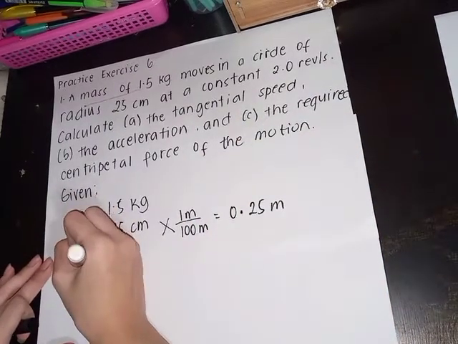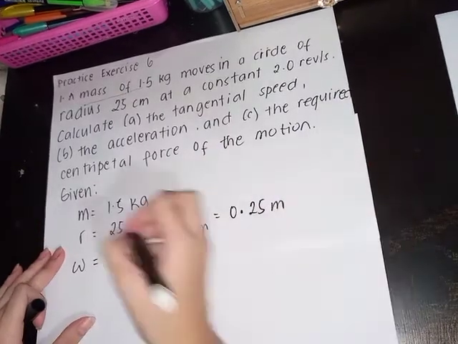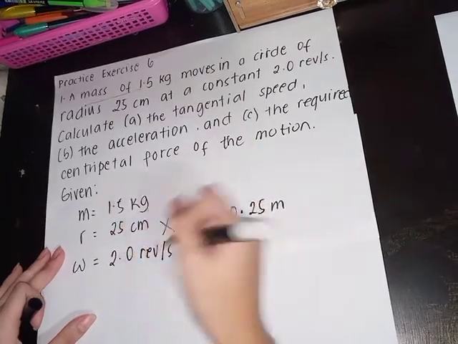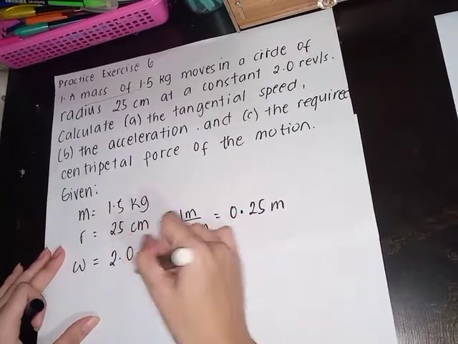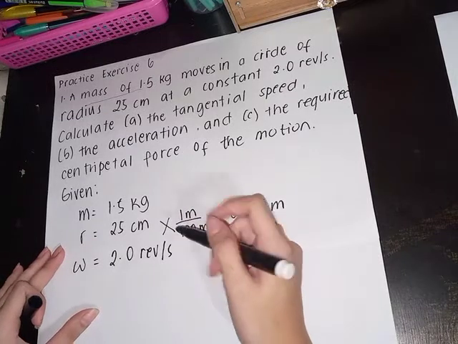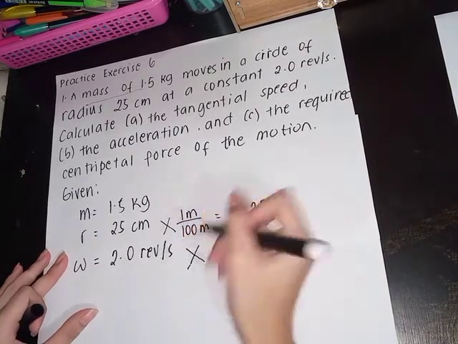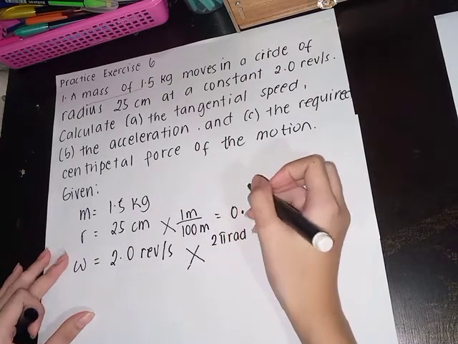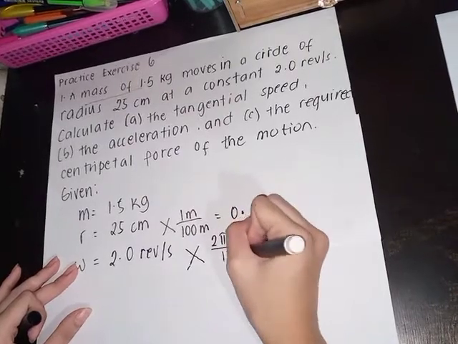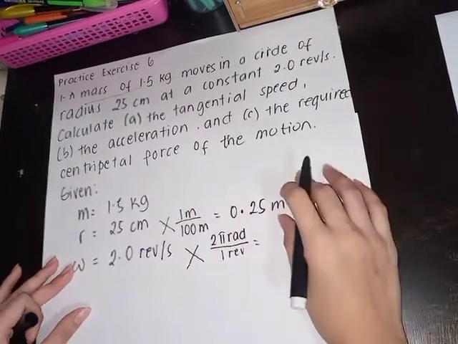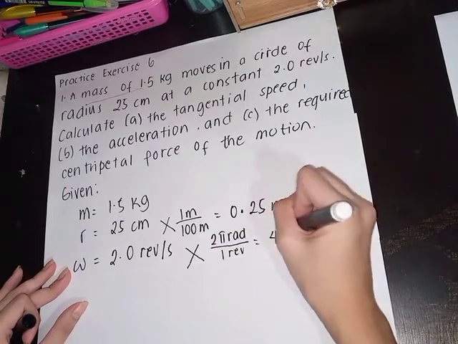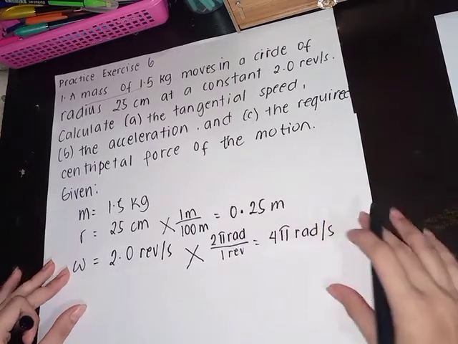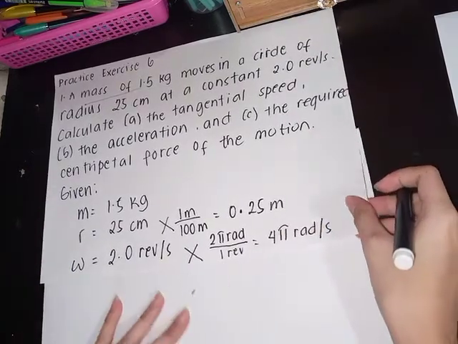We have the angular velocity of 2.0 revolution per second. So we also need to convert this revolution. So we have 2 pi radian over 1 revolution. So this is equivalent to 4 pi radians per second. So yan, meron na tayong given.